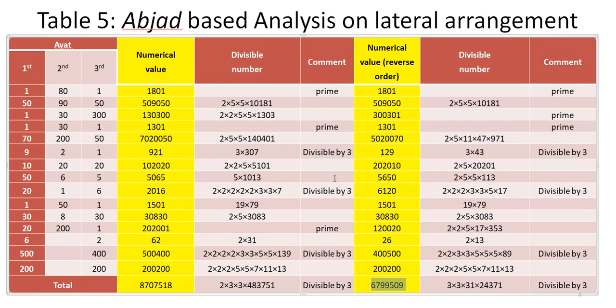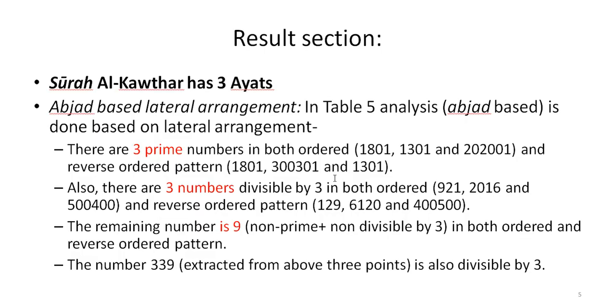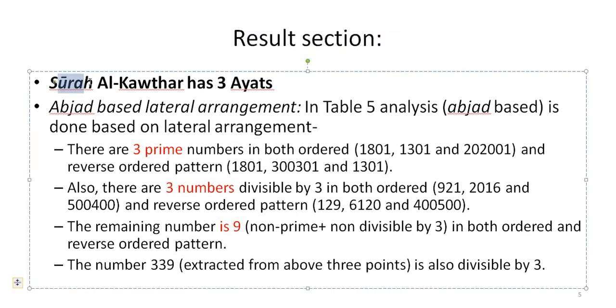So let's go to the next slide. This is the results section, and we know that Surah Al Kawthar has 3 ayats, and the abjad based literal arrangement is made in table number 5, and these are made on literal arrangement.